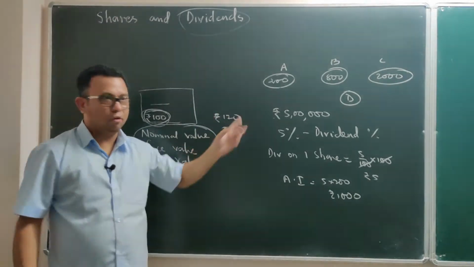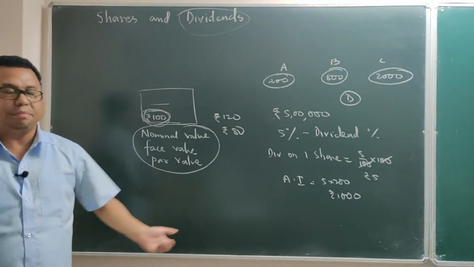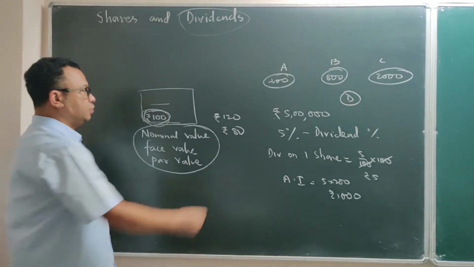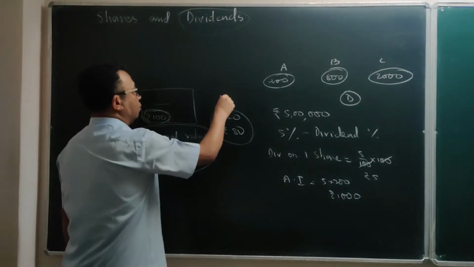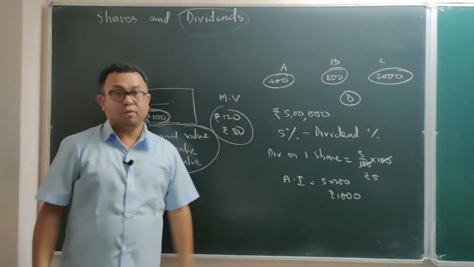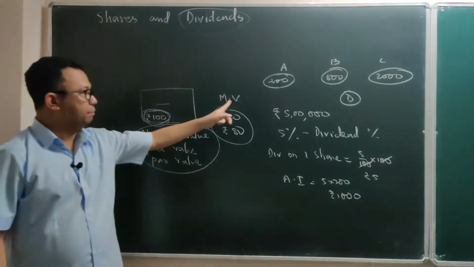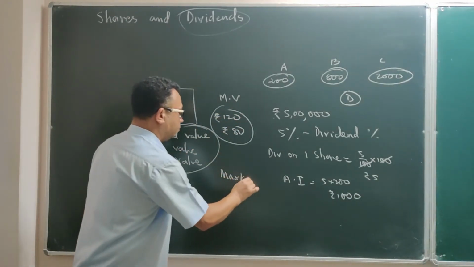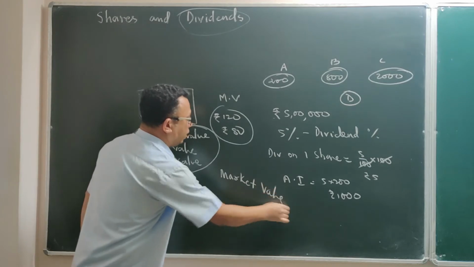This fluctuating value which keeps on changing, every day it may change, every year it will change, this value of the share is what is called market value. MV I had used as an abbreviation for maturity value in banking, but here MV is standing for market value. So let me write down here market value. So this value is fluctuating.